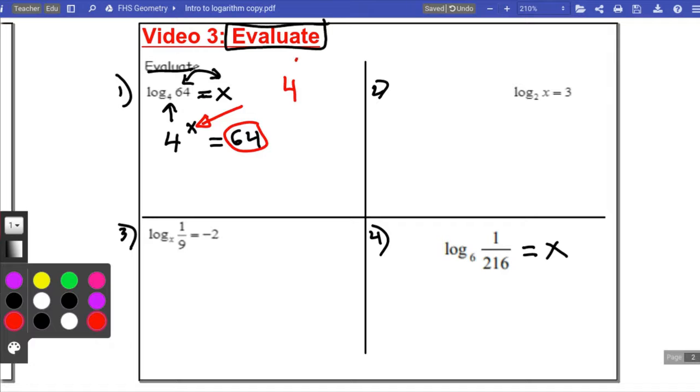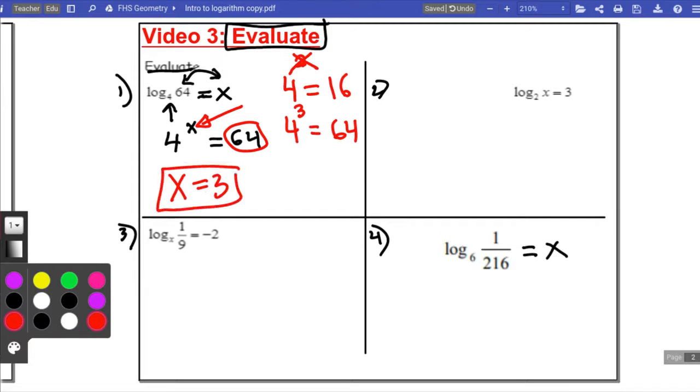We can always guess. Sometimes it's pretty obvious. 4 squared is 16. Well, 2 won't work because we've got to get it to equal 64. 4 raised to the third power. Well, guess what? 4 raised to the third power, if you put that in the calculator, you get 64. Haha, we're done. x equals 3. We got the answer. Pretty much, if you can guess it that way, problem solved. It's about getting the job done.